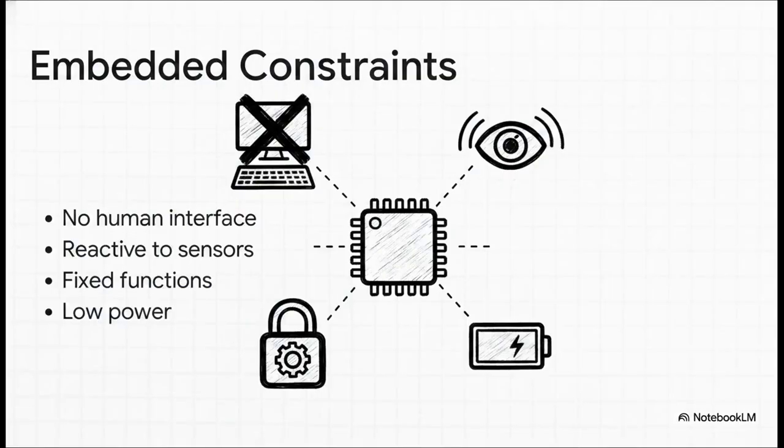Designing an embedded system forces a computer architect to work under severe, real-world constraints. Think about it. A pacemaker doesn't have a screen or a keyboard. It completely lacks a standard human interface. Instead, it's highly reactive, constantly reading the external environment through physical sensors. Because the software has a fixed function, efficiency is paramount. You have to aggressively optimize the processor's architecture for incredibly low power consumption, tiny physical dimensions, and low cost.